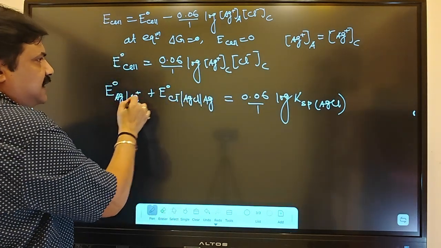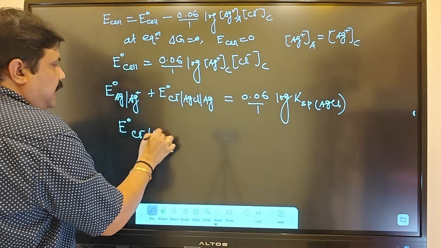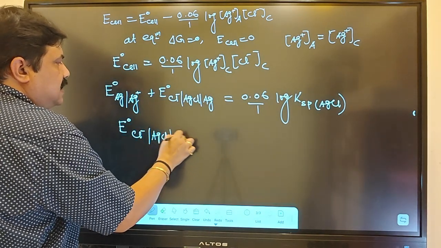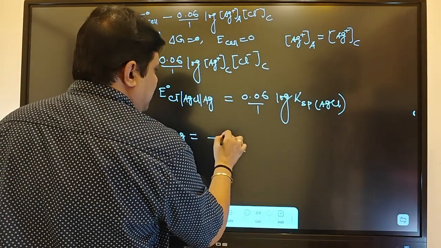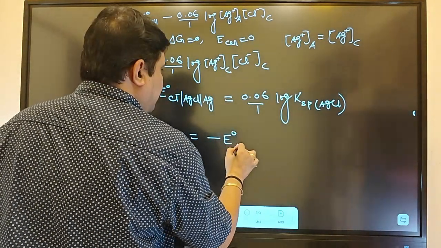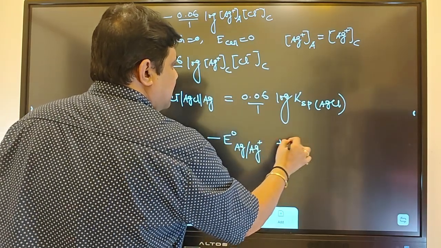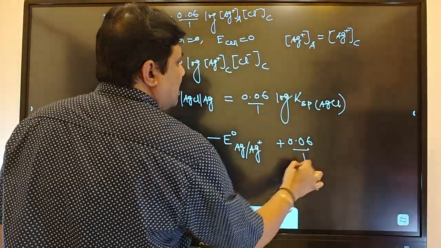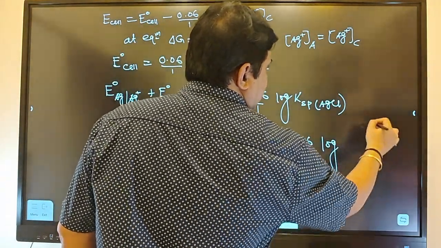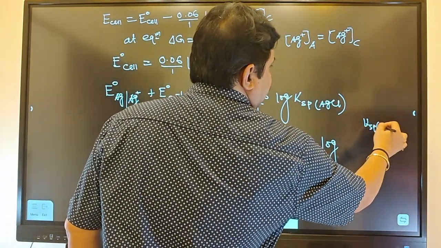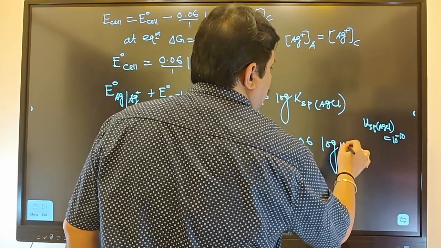Now these things give E naught of Cl minus, AgCl and Ag. If you take that term to the other side, it will be minus E naught of Ag to Ag plus, plus 0.06 by 1 log of Ksp of AgCl. They provided Ksp of AgCl; in the first slide we discussed it: 10 power of minus 10, my dear student.